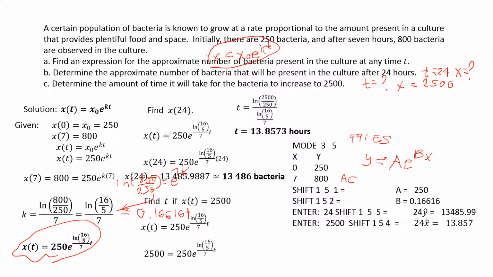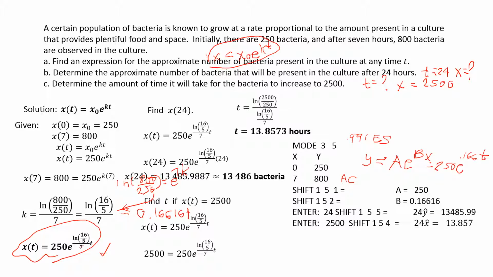Observe that this is the same as the model that we have there. So enter shift 1 5 1, and you will get the value of a, which is 250. Then shift 1 5 2, and you'll get the value of b, which is 0.16616. That's the same as this value. So we have the model already: we know the value of a and the value of b. The model will be 250 e to the 0.1660.